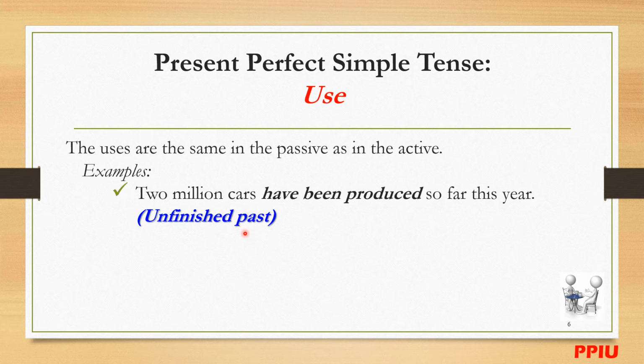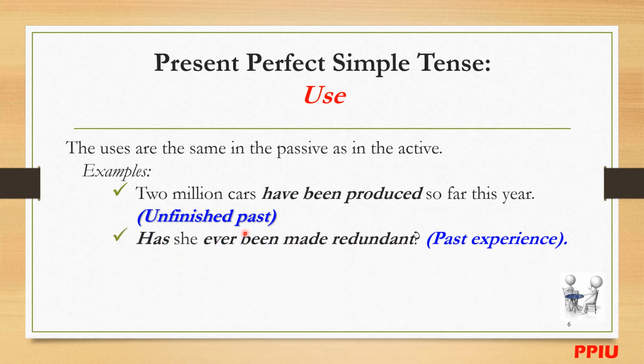Okay, 2 million cars have been produced. Unfinished past activity. And has she ever been made redundant? Okay, so this one means we just want to know about her past experience.